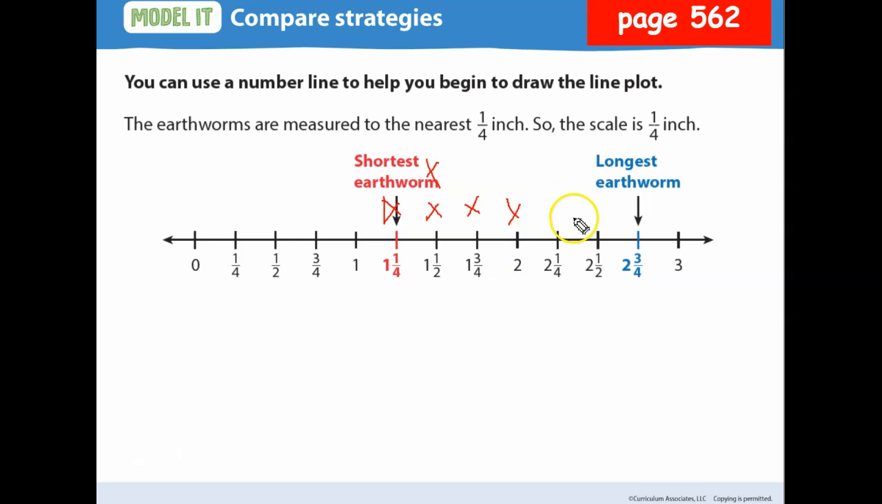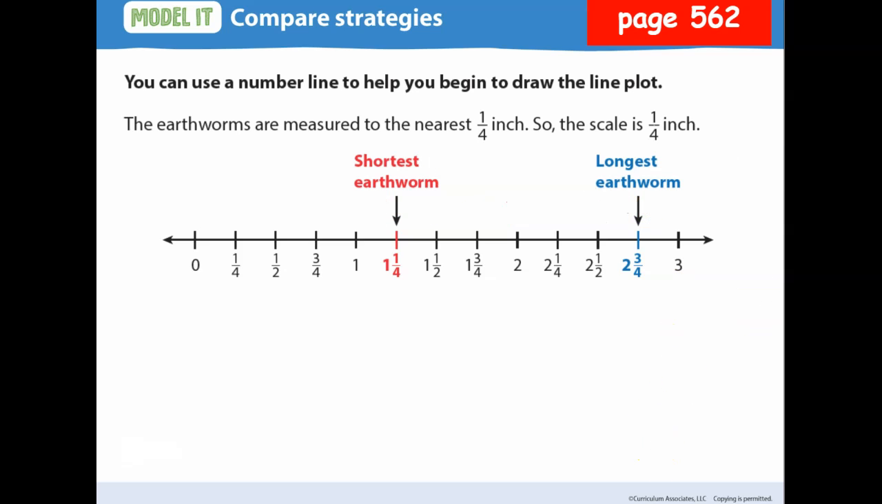Okay. Do I have any worms that are 2 1/4? No. How many worms are 2.5 inches? There's actually two. And then there's only one worm that has 2 3/4. So it should look something like that.